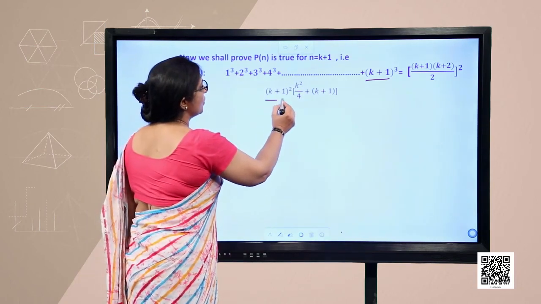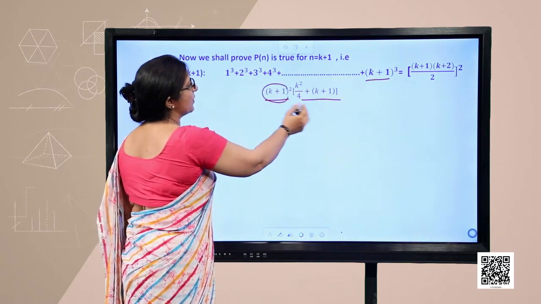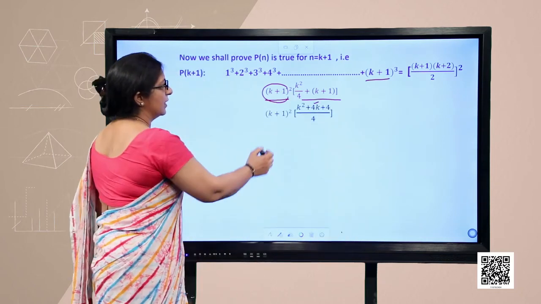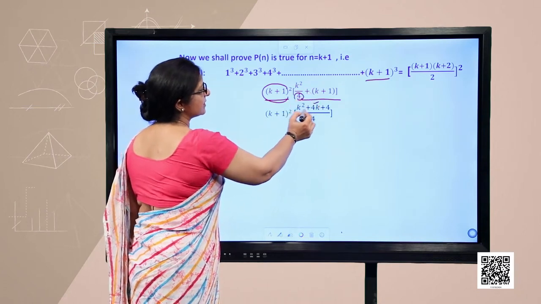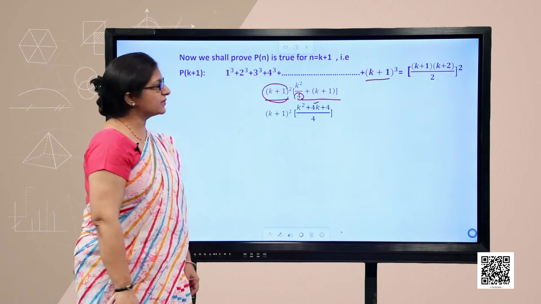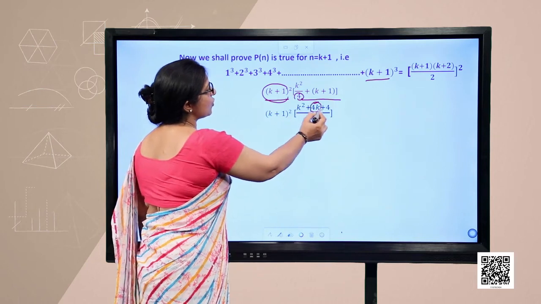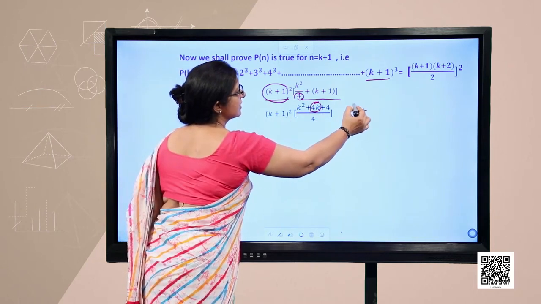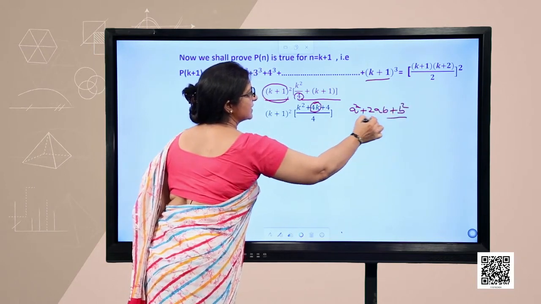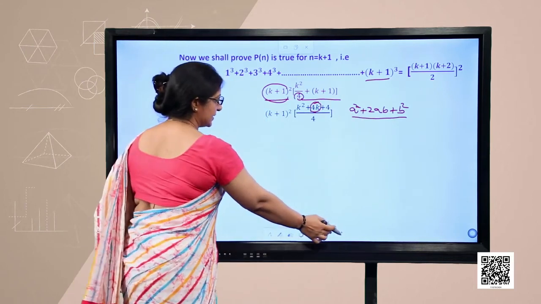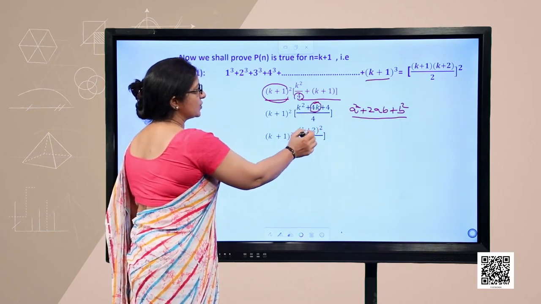Now, as you know, we have done in the earlier slide, this expression was left after taking (k plus 1) whole square common. We can take 4 as LCM and multiply it with this, and this comes out to be k square plus 4k plus 4, which is nothing but a quadratic equation. We can factorize it, or this is also a square plus 2ab plus b square. We can compare it with this identity and find that it is (k plus 2) whole square.